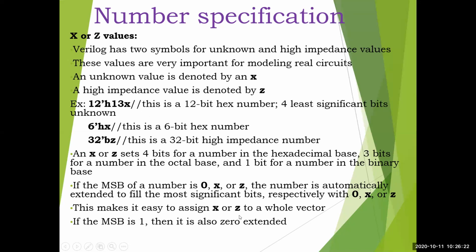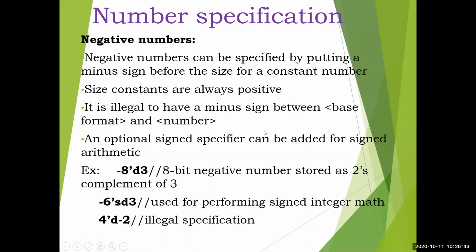This makes it easy to assign X or Z to a whole vector. If the MSB is 1, then it's also 0 extended. So if you have 1, if it is 4 bits, 0 0 0 1, like that we are making it, right? Or if it is right side MSB also, we can do that. Okay, so this is about the X or Z values. Then we'll consider the negative numbers.